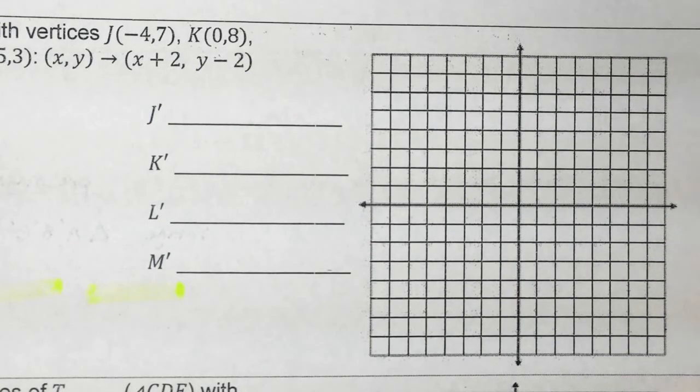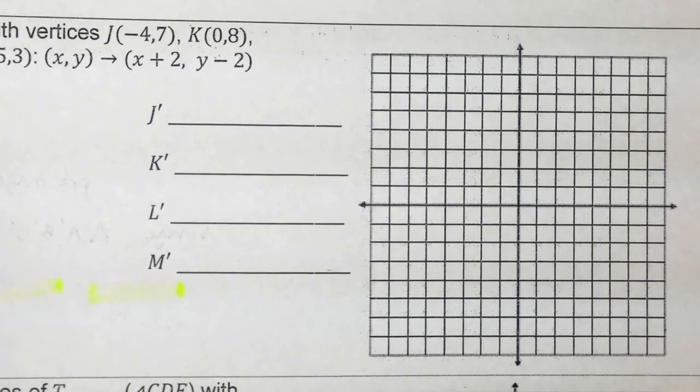Alright. On the back, graph and label each figure and its image under the given translation and give the new coordinates. Same thing, just another practice problem. This time it's a rhombus JKLM with the vertices. You see J, K, L and M. We're going to plot those original points. Then we're going to do a translation of XY mapping to X plus 2, Y minus 2.